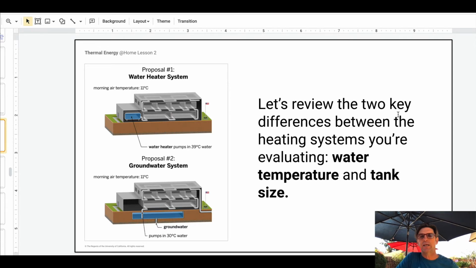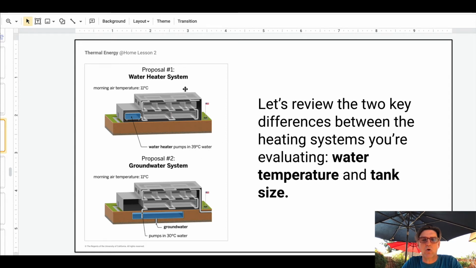All right, let's take a look and review the differences between the heating systems you're evaluating. Water temperature and tank size. So this obviously has a smaller tank, larger tank because it's underwater. Morning air temperature is 11 C. Water heater pumps in 39 Celsius of water. Groundwater pumps in 30 Celsius of water. So groundwater is 30. Water heater turns this to 39.